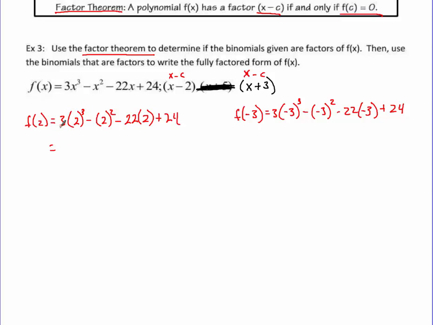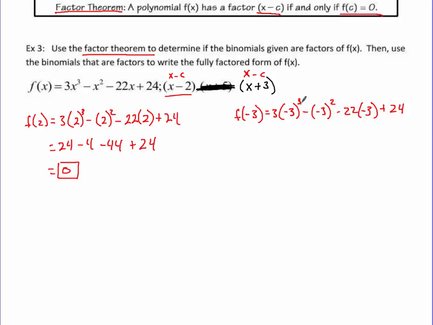So 2 cubed is 8 times 3 is 24 minus 4 minus 44 plus 24. So 24 and 24 is 48. Minus 4 is 44, so 44 minus 44 equals 0. So that means that x minus 2 is a factor of this. Now we try the negative 3.